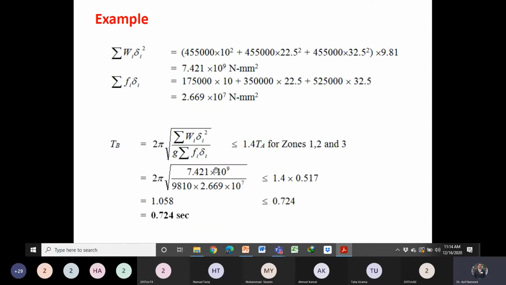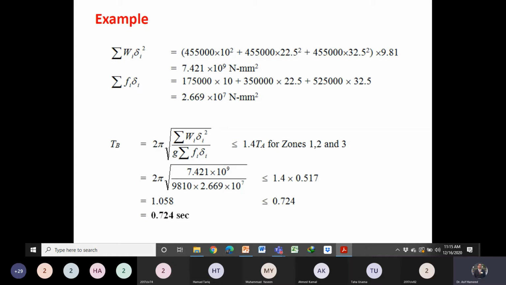Next, we can use this formula. In this formula, we have the summation of the product of the weight of the different floors and the square of the lateral displacement. And in the denominator, we have the summation of lateral forces and the lateral displacements of the different floors. So simply multiply the lateral forces with the displacements, take the sum, and we have this factor. Put the values, and we can calculate the time period. The value of the time period is 1.058.